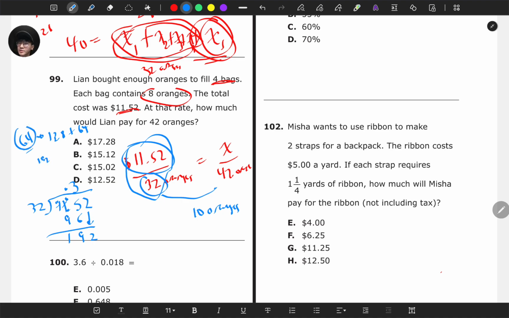But there are two 32s in 64, so if I'm doing this 3 times, then that means the total there will be a 6 times, right? So that's got to be 0.36. Now, what does this 0.36 mean again? That's the price for one orange.